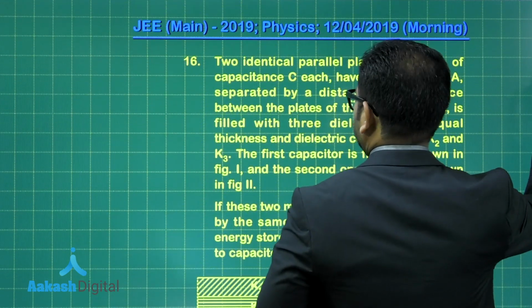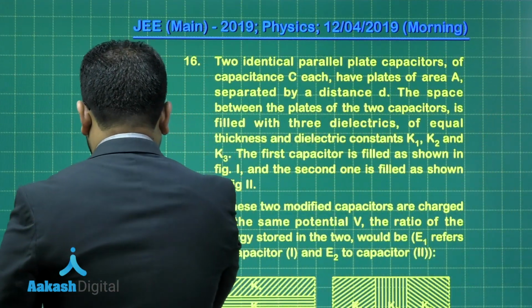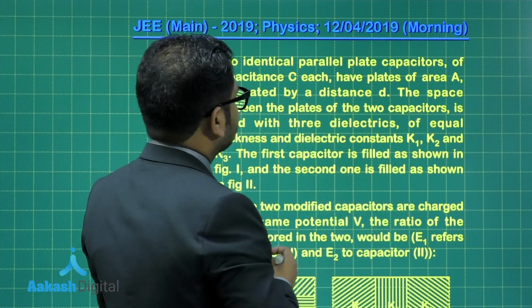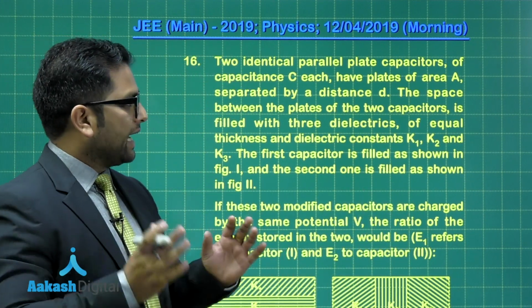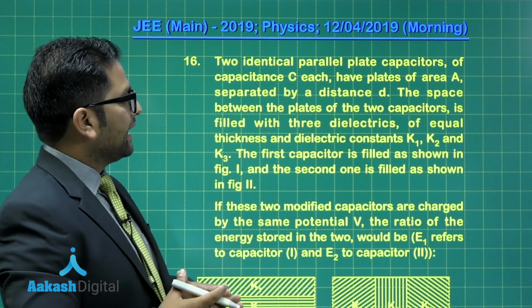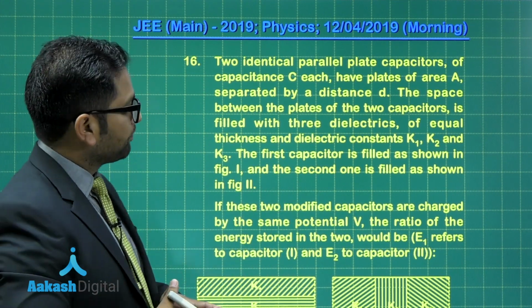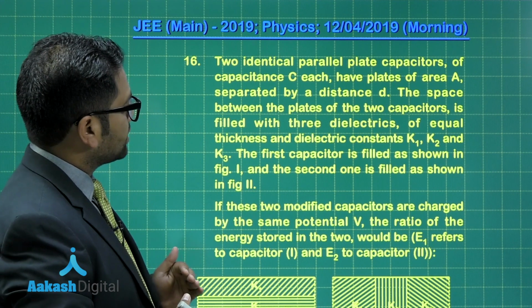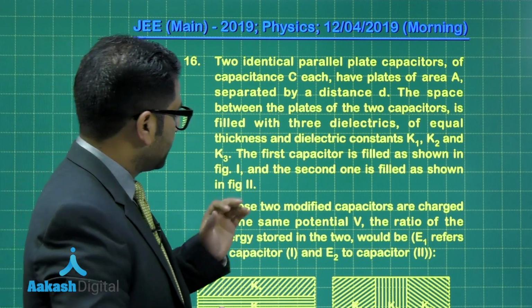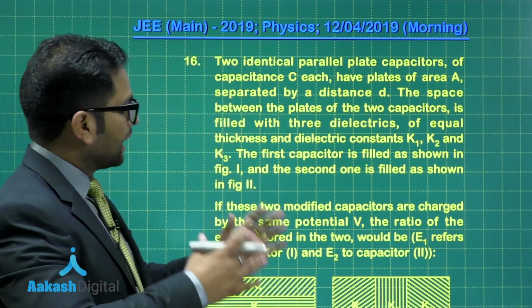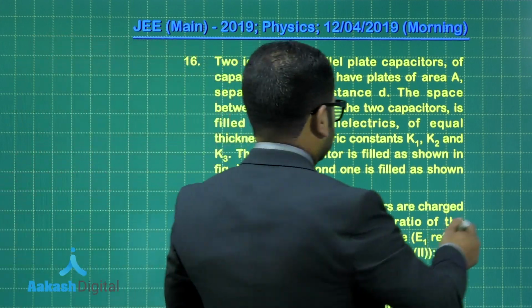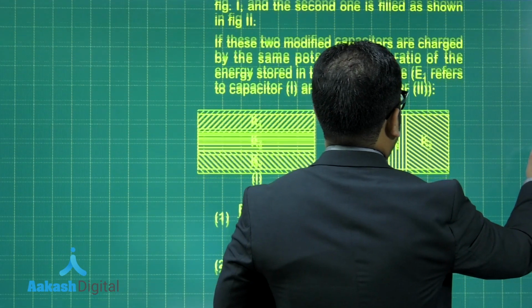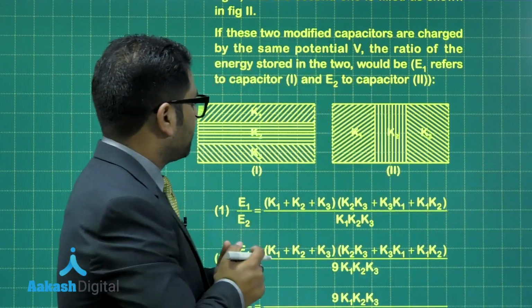By the way, what's the question? You could see two identical parallel plate capacitors of capacitance C each have plates of area A separated by distance D. The space between the plates of the two capacitors is filled with three dielectrics K1, K2, K3. And both the situations are connected to a battery of potential difference V.